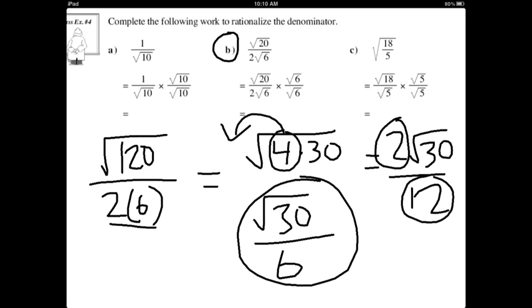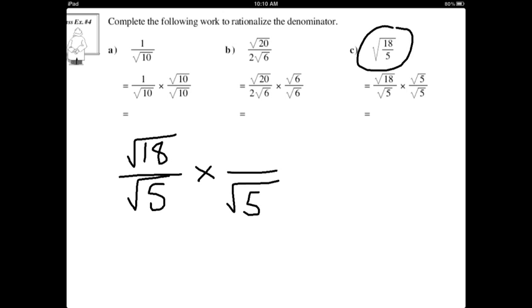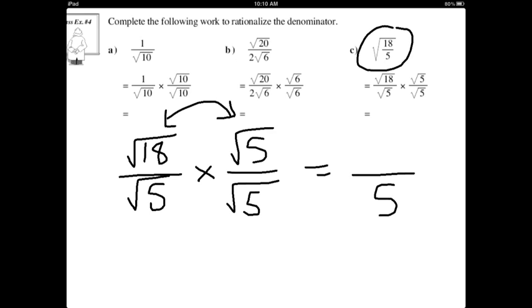That's your final answer. Next up we have root 18 over 5. This can be rewritten as root 18 divided by root 5. In order to get rid of that root 5, you're going to multiply the top and the bottom by it. On the bottom, that's just going to be 5 now because that cancels out the square root sign. And on the top, you've got 18 times 5. That's going to be root 90.